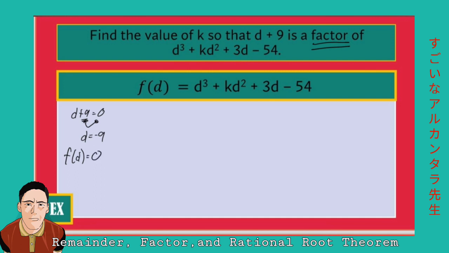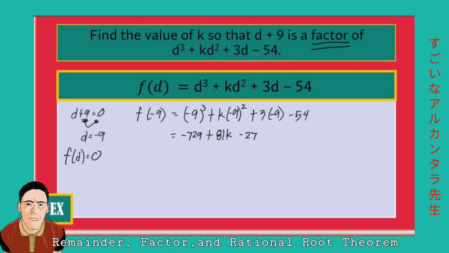So f of -9 is equal to -9 raised to 3 plus k times -9 raised to 2 plus 3 times -9 minus 54. So if you continue with this, 9 times 9, 81 times 9, 729. -729 plus -9 raised to 2, positive 81k. 3 times -9, -27 minus 54.